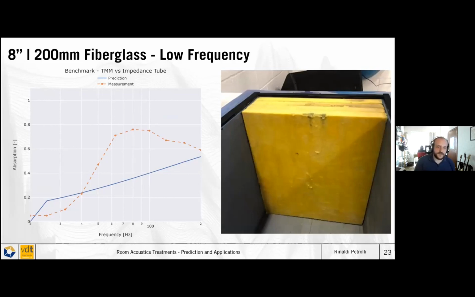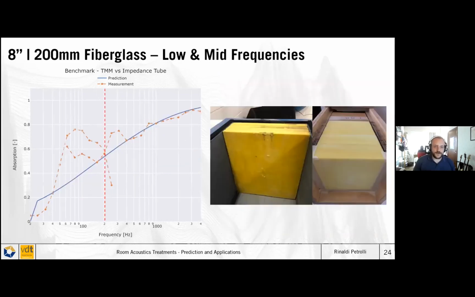And I've made a crude overlay of the figures just so we can see the actual behavior of the entire prediction versus measurement in both frequency ranges. And we can see that up until 200 hertz, the agreement is fine. And then we need something a little bit more precise to deal with this.